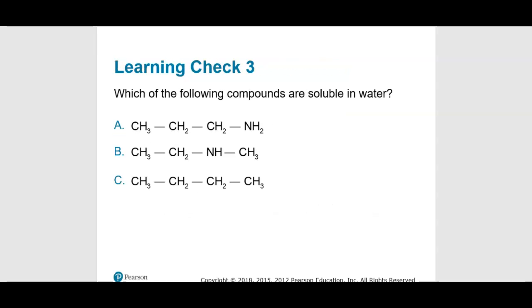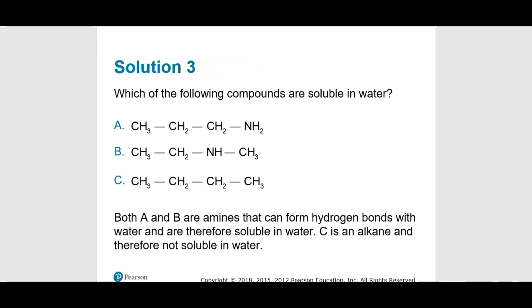Okay, so which of the following are going to be soluble in water? Well, we remember 2 of them are amines. In fact, you can look at C and say C is not soluble. That's a hydrocarbon, an alkane, and so that's going to be insoluble. The other 2 are going to be soluble because they are amines and they have less than 6 carbons. So A and B are soluble in water, and the other one isn't.